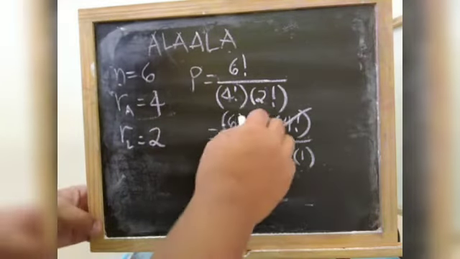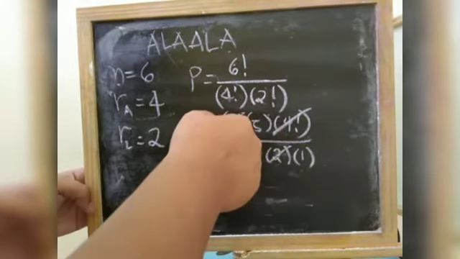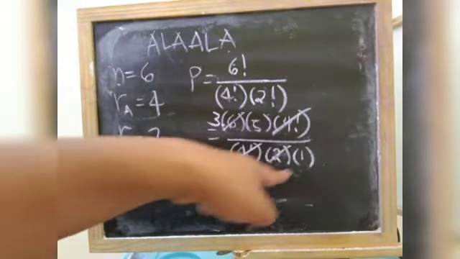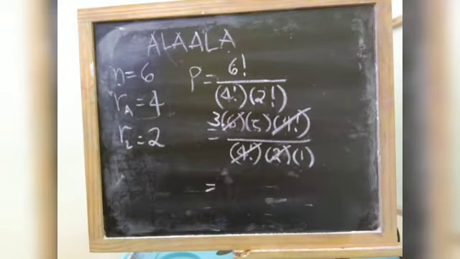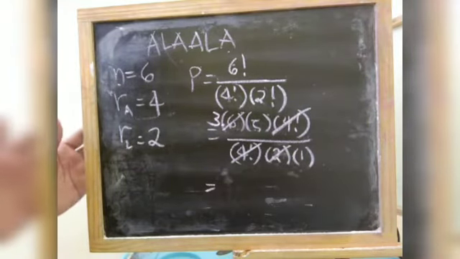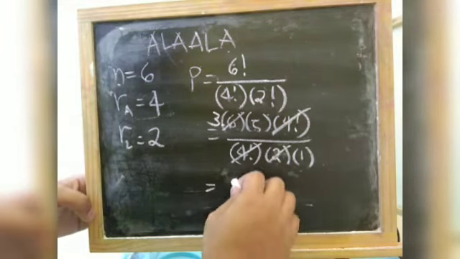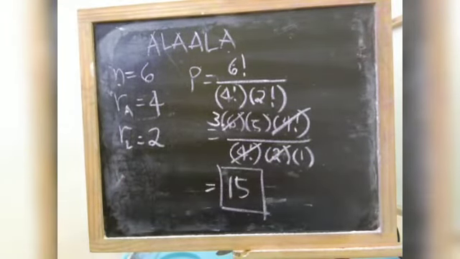Dito naman, pwede na cancellation method, kay 2 at saka kay 6. Si 2 ay magiging 1, si 6 magiging 3. So, magiging 3 times 5 all over 1. So, 3 times 5 na lang yung tira sa ibabaw. So, final answer would be 15. Very good. So, there would be 15 permutations from the letters of the word ala-ala. So, ganun lang siya. Madali lang naman kabisaduhin.